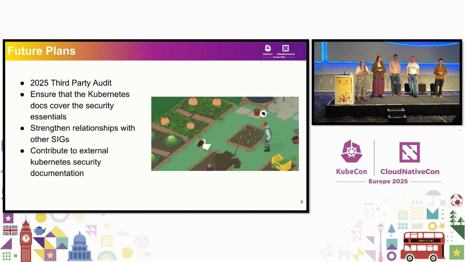We are going to continue to work on the Kubernetes docs site, making sure that we're covering the security essentials and that we're removing any stale information and making it as easy as possible for users to know how to use Kubernetes securely. We're going to work on strengthening relationships with other SIGs.